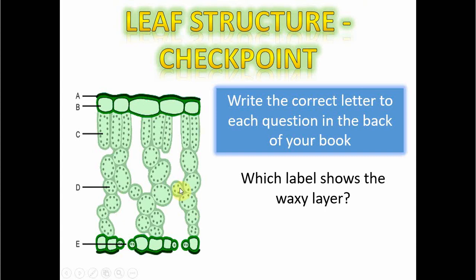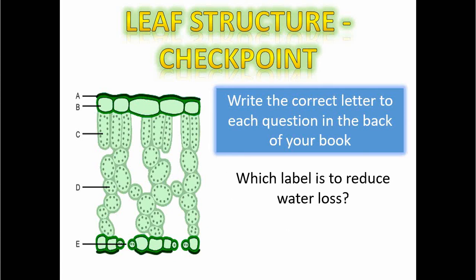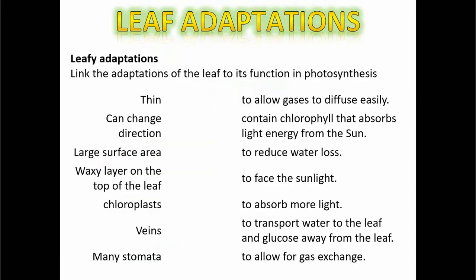Okay, so which labels the waxy cuticle? It's A. Which one the palisade cells? It's C. Which one labels the spongy mesophyll cells or the spongy cells? It's D. Which label shows the stomata or the stoma? It's E. Which label contains a lot of chloroplast to absorb as much light as possible? It is C, because the palisade are the main cells responsible for photosynthesis. Most of the photosynthesis happens in the palisade layer. Which label is used to reduce the water loss? It is A, which is the waxy cuticle.